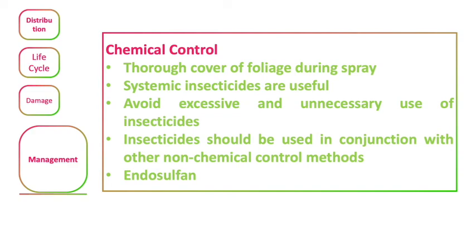If insecticides are used to suppress aphid, care should be taken to obtain thorough cover of foliage. Leaf distortions caused by aphid feeding provide excellent shelter for the insects, so systemic insecticides are useful. Excessive and unnecessary use of insecticides should be avoided. Early in the season, aphid infestations are often spotty, and if such plants or areas are treated in a timely manner, great damage can be prevented later in the season.